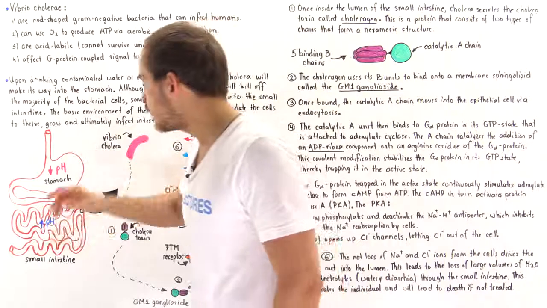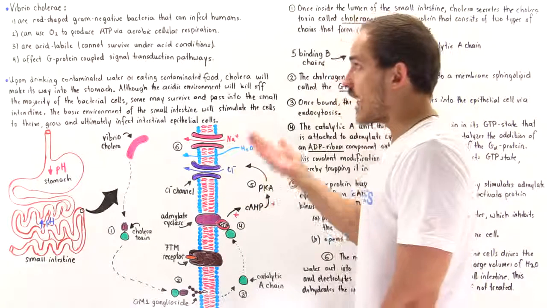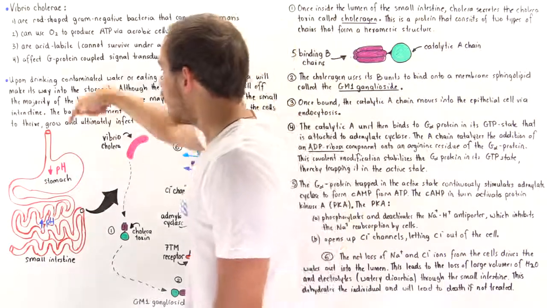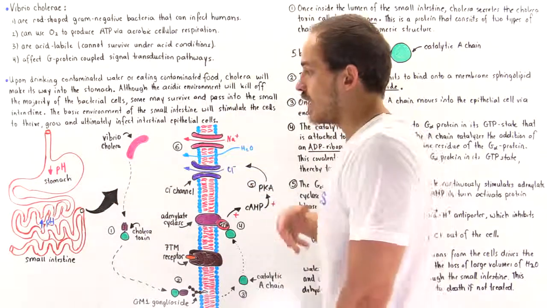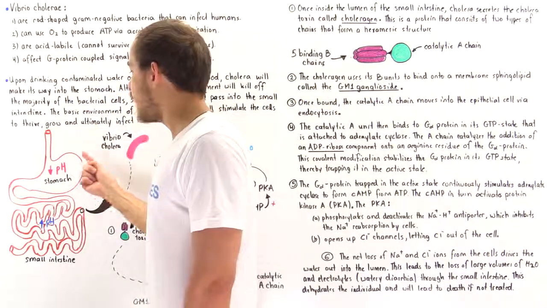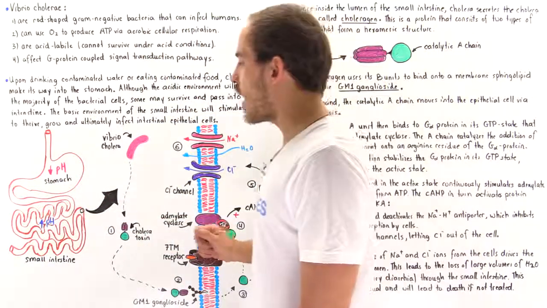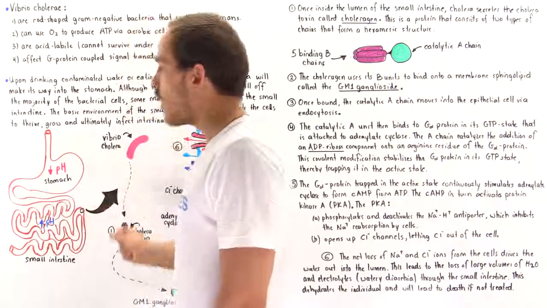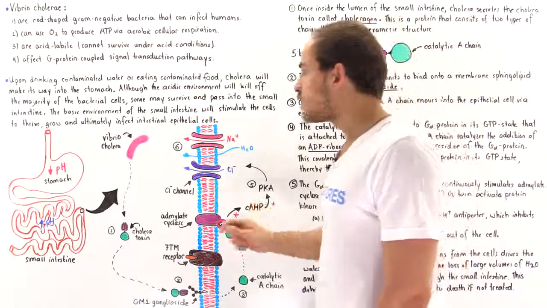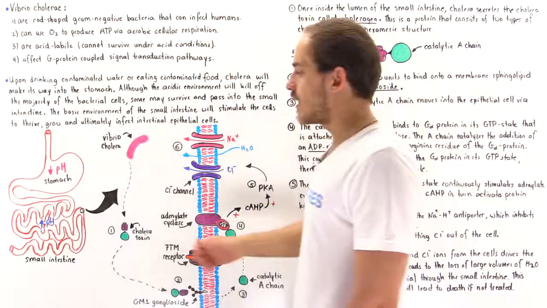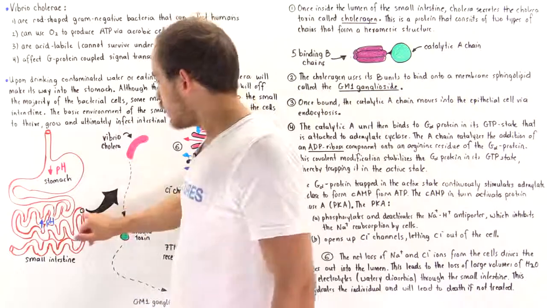So let's take a look at the following diagram. Let's say we drink the contaminated water that contains Vibrio cholerae. It makes its way into our stomach where the majority of them actually die off because they are acid labile. They cannot survive under acidic conditions, but a few of them make their way into the small intestine, and that's where they begin to thrive, they begin to grow, and they begin to infect the intestinal epithelial cells of that small intestine.